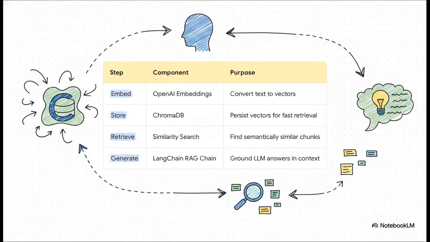So let's just recap the whole thing. Think of this as your study guide for the exam. To embed, we used OpenAI. To store, we used ChromaDB. To retrieve, we used Similarity Search, and to generate, we used a LangChain RAG chain. Each piece of the puzzle has a very specific job, and now you know what they are.